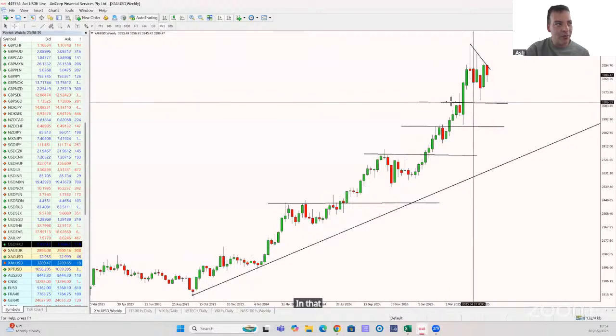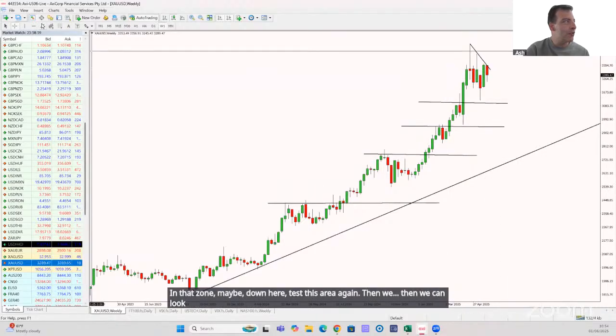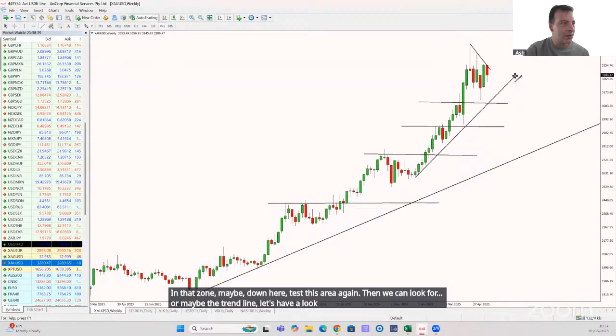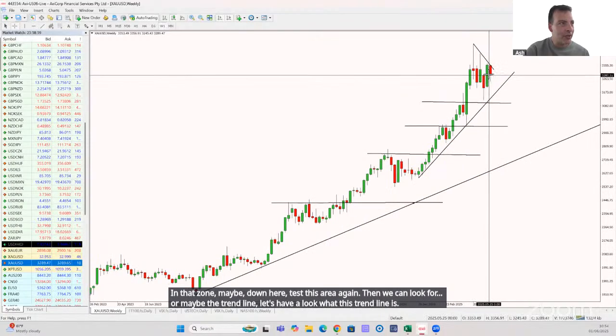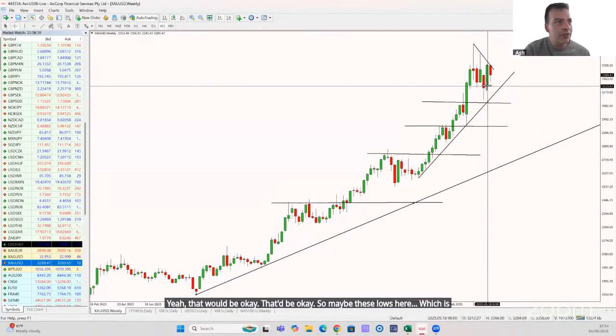In that zone, maybe down here, test this area again. Then we can look for, or maybe the trend line. Let's have a look what this trend line is. Yeah, that would be okay. That'd be okay. So maybe these lows here, which is 3,200s.